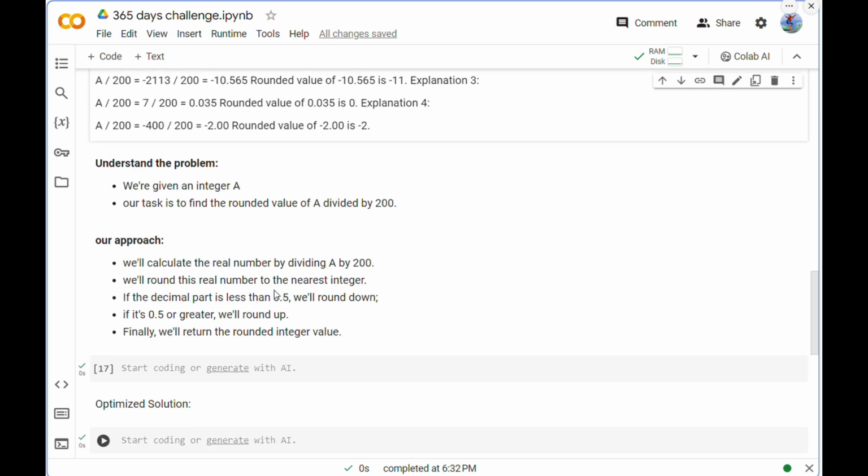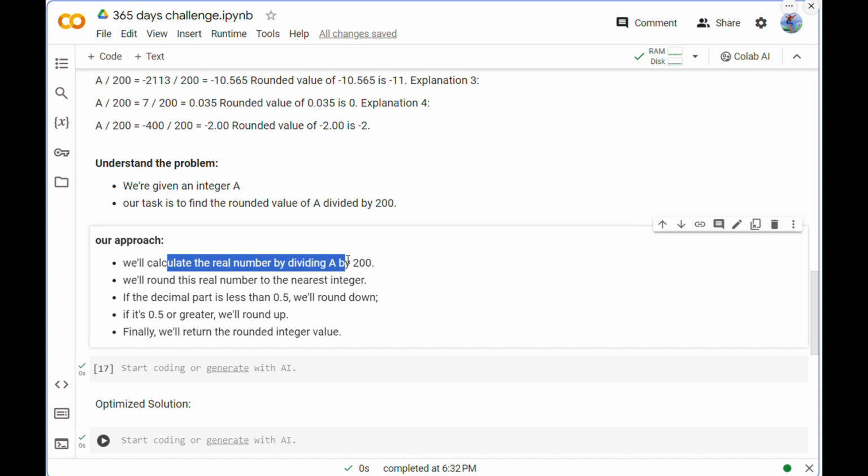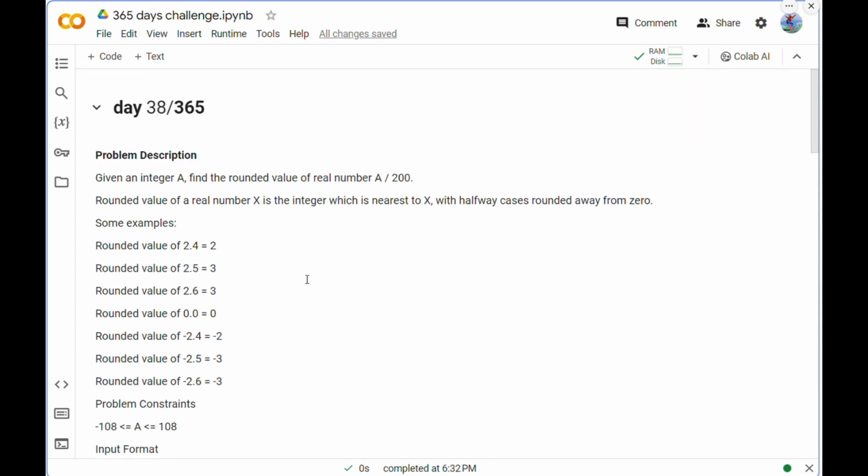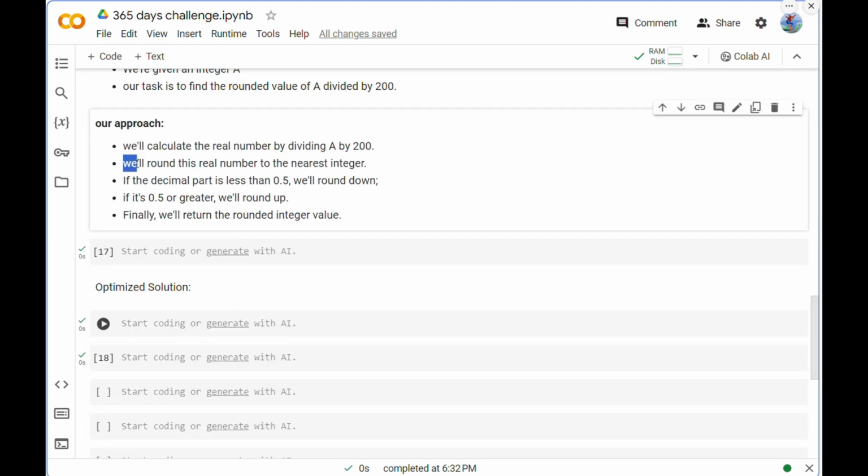Basically we will first start by calculating the real number. How will we do that? We will divide a by 200. And why are we dividing it by 200? Because it is given in the question, right? If you see here, that's why we are doing this. Then we will round this real number to its nearest integer, the thing we just saw above.